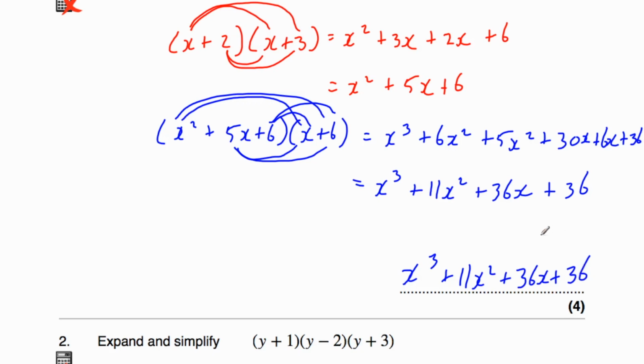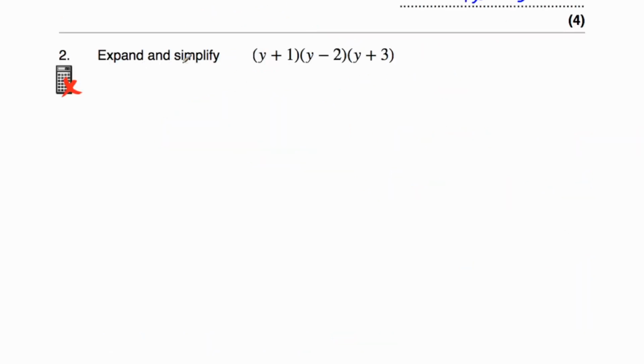Okay, let's have a look at question number 2. We've been asked to expand and simplify y plus 1, brackets, y minus 2, brackets, y plus 3. So let's expand our first pair of brackets. So we've got our y plus 1, brackets, y minus 2. Let's expand those and see what we get.